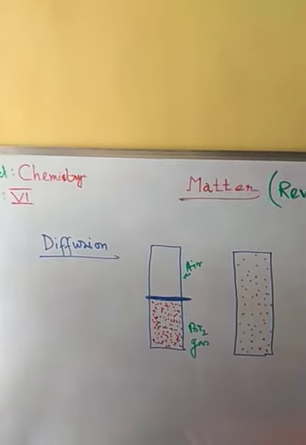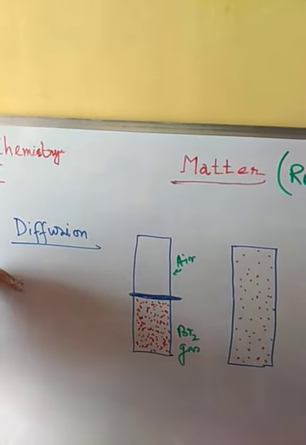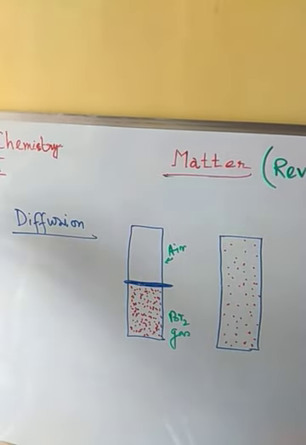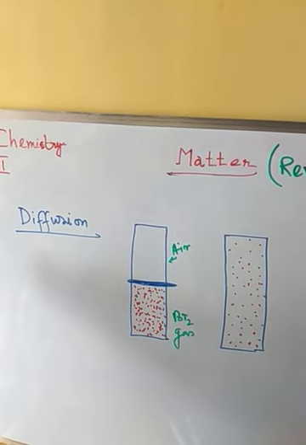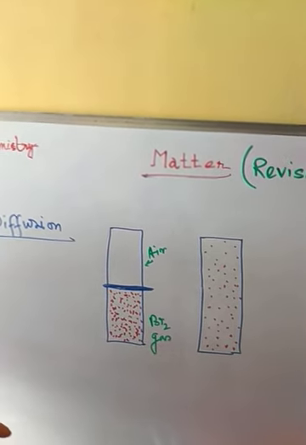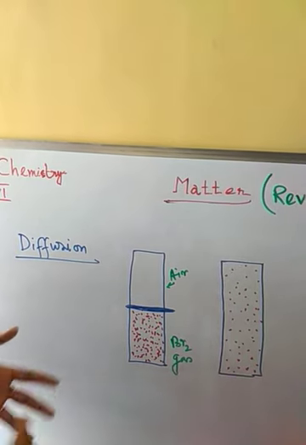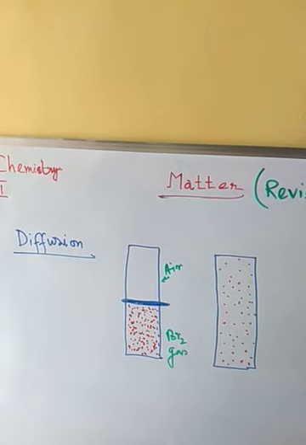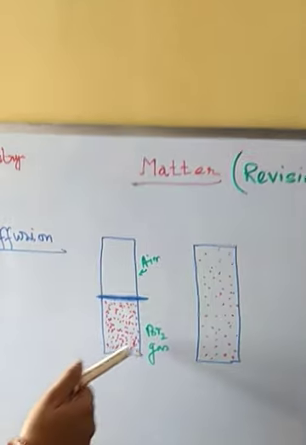Now let us discuss diffusion. This is another property of gases, or for liquids also we can say this property. So diffusion is the intermixing of particles, intermixing of molecules or particles into each other, to attain a uniform consistency, or uniform concentration. For this we can take bromine gas, which is reddish brown.